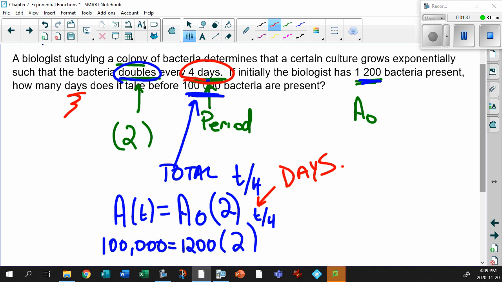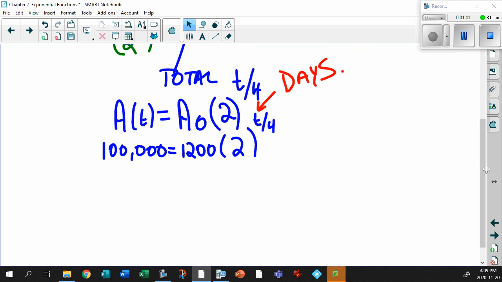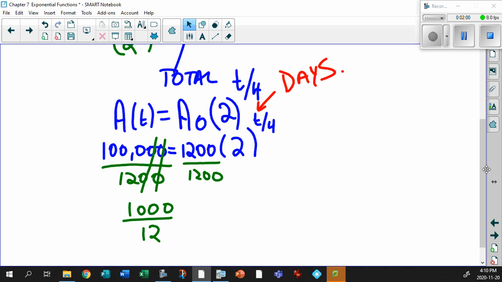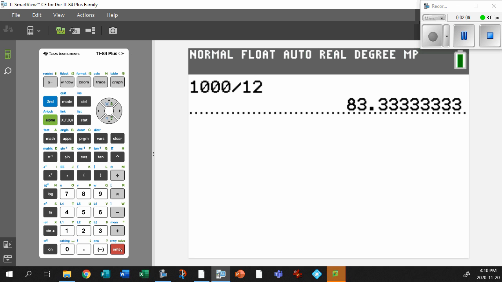So how do you go about solving something this ugly? Well, it's actually quite easy. You're going to use your calculator, and you're going to use the graphing function. Divide this out by 1,200 first. I want to show you something really cool. Those zeros cancel, leaving you 1,000 over 12. I don't know if that's going to give us a nice number or not. Let's go check. 1,000 divided by 12. Yuck! What an ugly number.